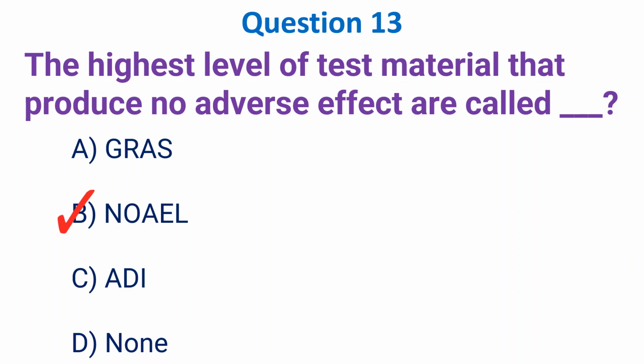The next is the ADI. It is acceptable daily intake. It is the amount of substance in food or drinking water that can be consumed daily over a lifetime without presenting an appreciable health risk. It is given as a range of milligrams per kg of the body weight, and to derive the ADI we can use the formula, that is NOEL, that is the no observed adverse effect level divided by a safety factor. Usually we take 100 as a safety factor to ensure large margin of food safety.